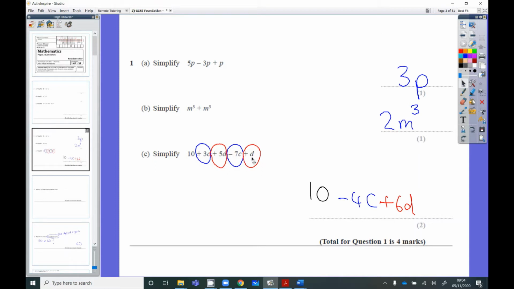So let's just gather up our normal numbers, so that's just the 10. Now gathering up the c's, we've got a plus 3c and a minus 7c. So 3c take away 7c is minus 4c. Then gathering up the d's, plus 5d plus d just gives us 6d.